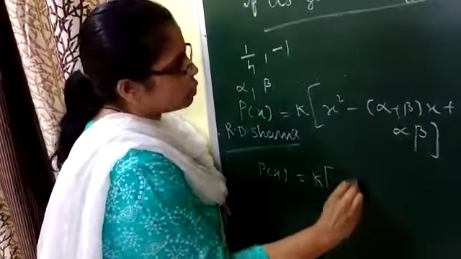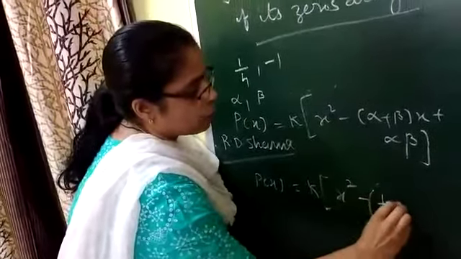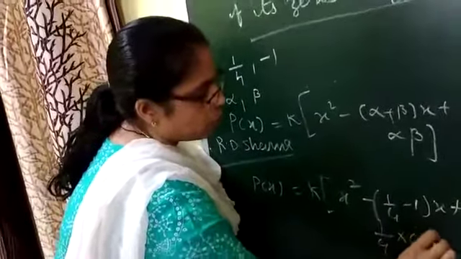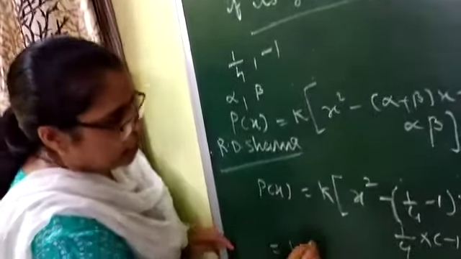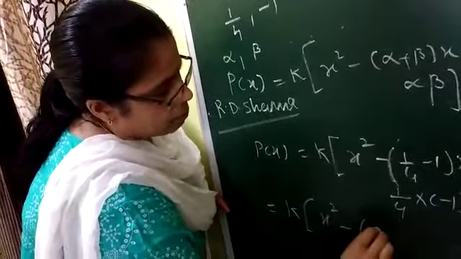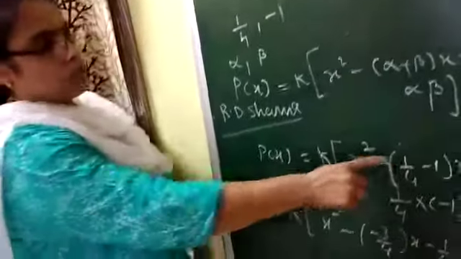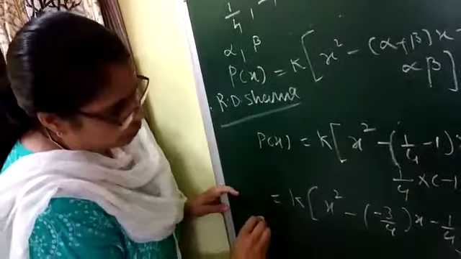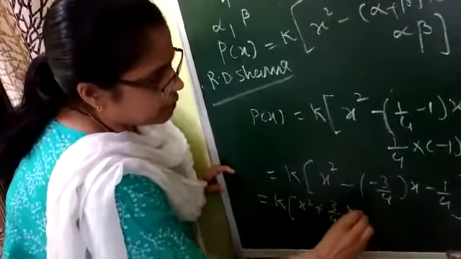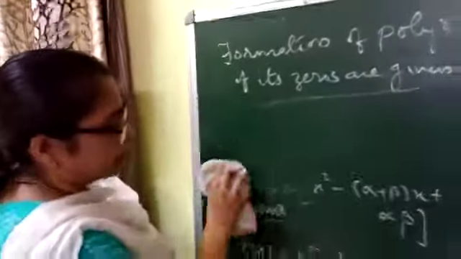k into x² minus (alpha plus beta, that is 1/4 minus 1) into x plus alpha beta, that is 1/4 into minus 1. That is k into x² minus (1 minus 4)/4, that is minus 3/4 x minus 1/4. Are you getting? 1/4 minus 1 is minus 3/4. Again, k into x² plus 3/4 x minus 1/4. Now see, here the value and the importance of k is coming.